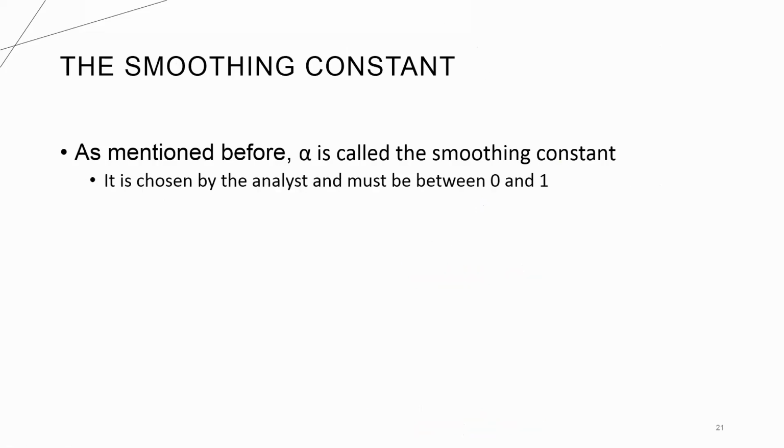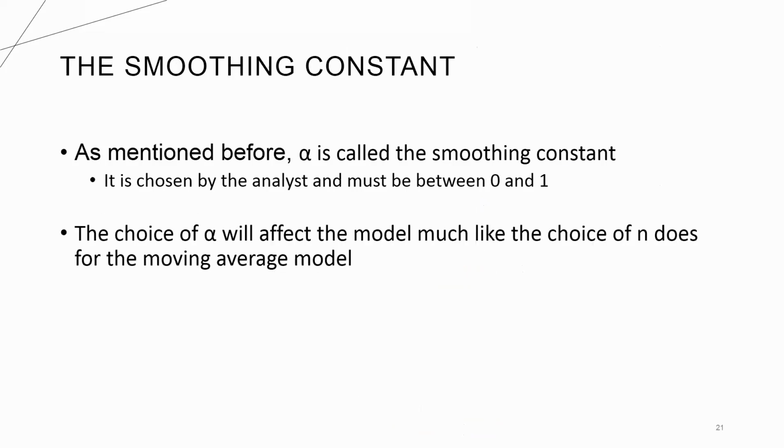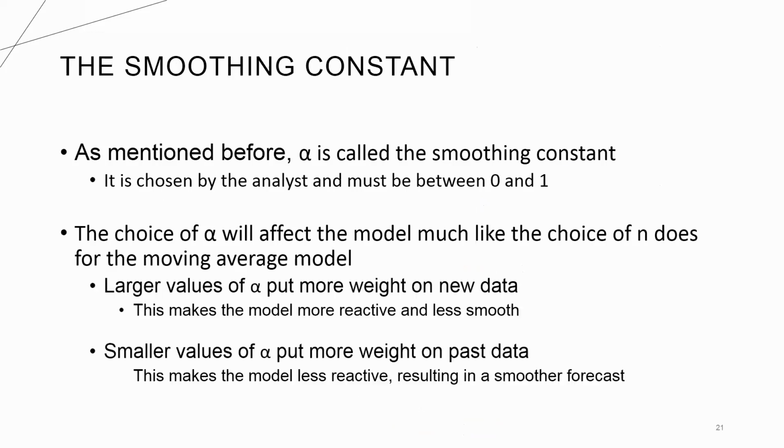Okay, so alpha is called the smoothing constant or the smoothing parameter. We choose it, it's between 0 and 1, but also when it says we choose it, remember, like I said, in Excel, we're going to be able to use Solver to fit parameters. So we're going to be using Excel to find the best values for alpha.